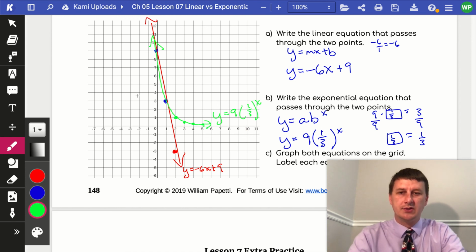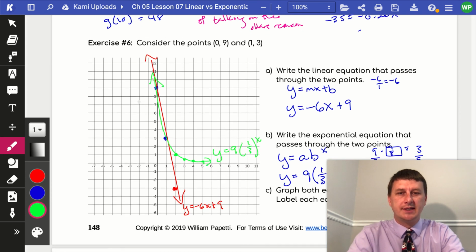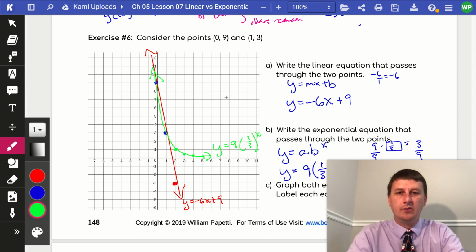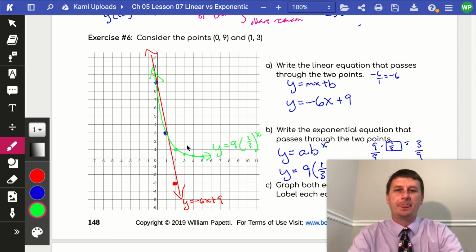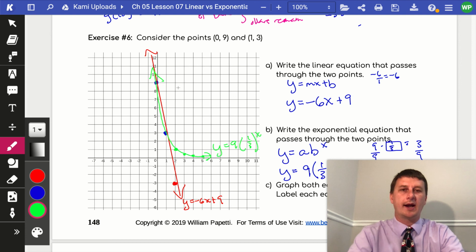And the point of this was to show you that if you're just given 2 points, you don't know whether you're dealing with a linear or exponential equation. You need more information than just 2 points to see whether you have a linear or exponential equation. If you're given a third point, that helps tremendously, and a fourth point will give you it without a doubt. So again, if you're just given 2 points and that's all you're given, it could be either linear or exponential.